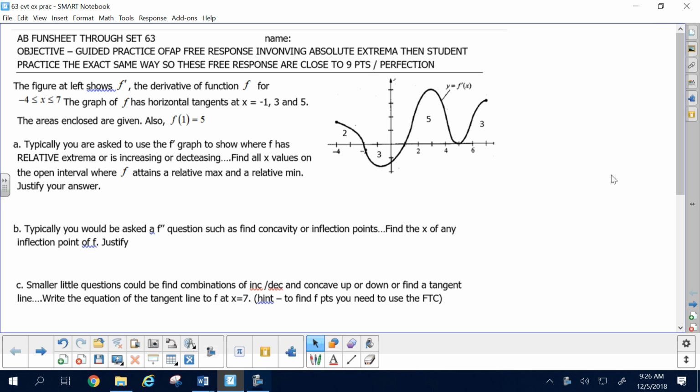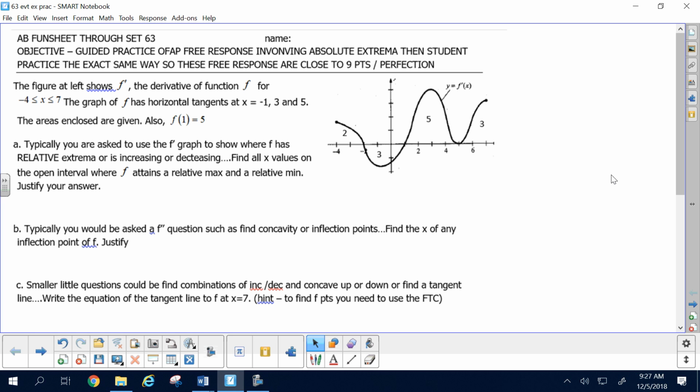Here we go. Okay. So this is pretty typical. Only one of the parts is extreme value theorem, but altogether now, you are going to start to be able to do quite a few free response questions because you've learned so much calculus. The figure at left, I don't know the difference between left and right. Sorry, I meant the figure at right. Shows f prime, the derivative of function f for -4 to 7 inclusive.